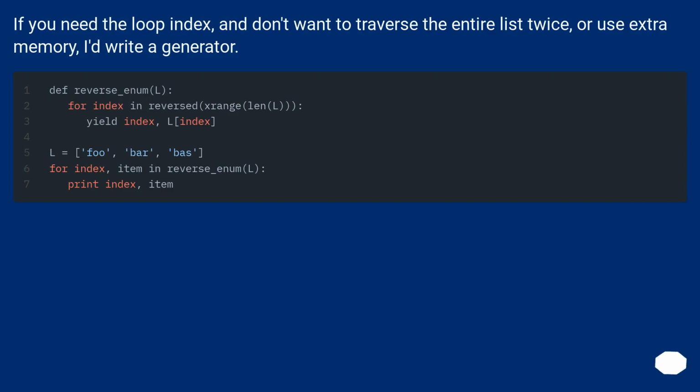If you need the loop index, and don't want to traverse the entire list twice, or use extra memory, I'd write a generator.